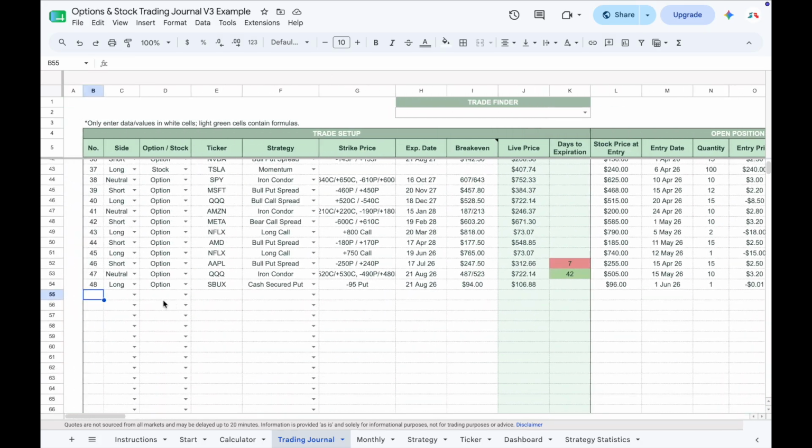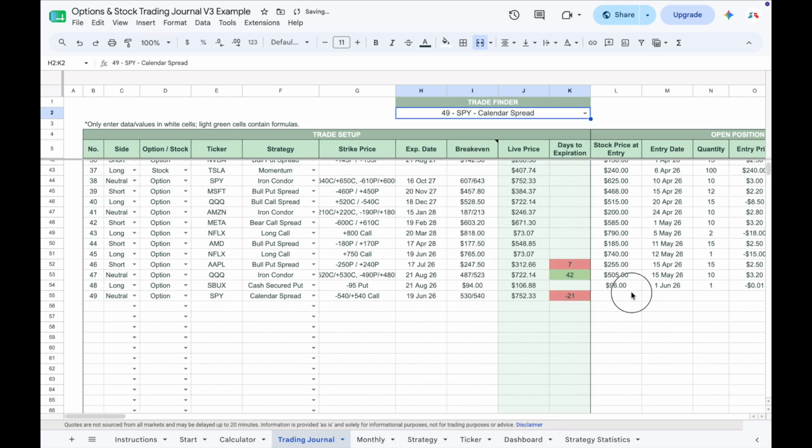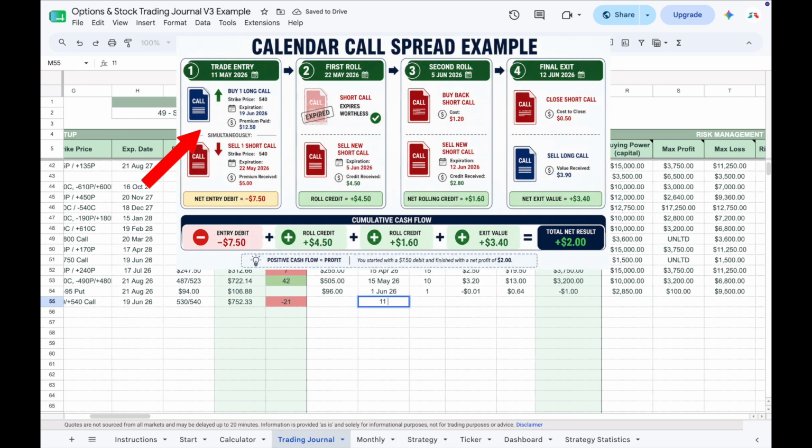First, enter the trade setup information, including the trade number, trade direction, select options from the drop-down list, enter the ticker symbol, choose the strategy, and input the strike price, expiration date, and break-even price. In the Trade Finder drop-down menu, select the trade you want to highlight so it's easier to enter the trade data. Next, enter the stop price at entry, entry date, number of contracts, net entry price, and any commission paid.